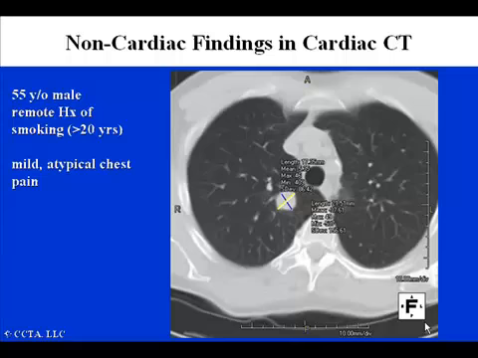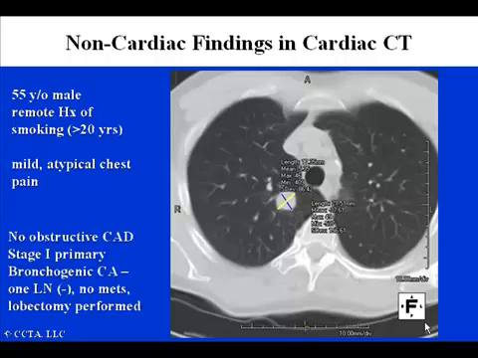Subsequent review of the cardiac CT showed non-obstructive coronary disease, but referral of the patient because of the abnormality in the chest ultimately produced the diagnosis of stage 1 primary bronchogenic carcinoma with negative lymph nodes and no evidence for distant metastases. A primary lobectomy was performed and the patient was considered an operative cure.